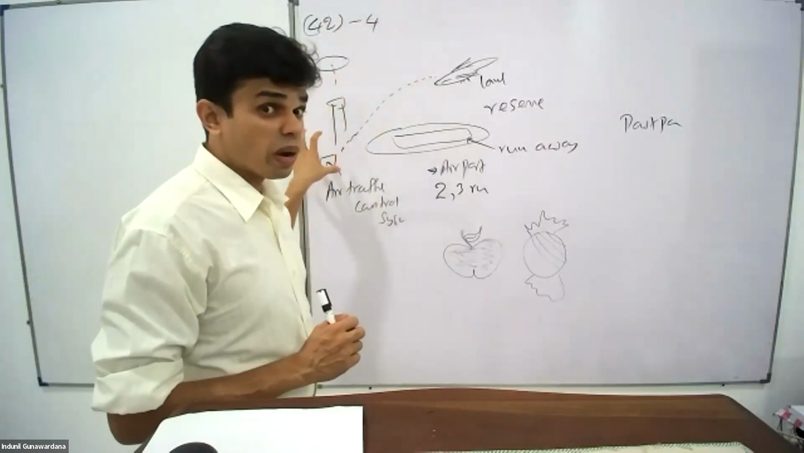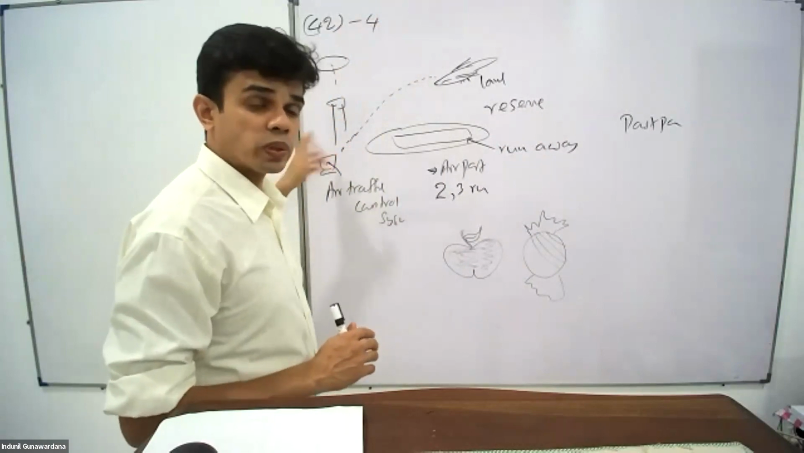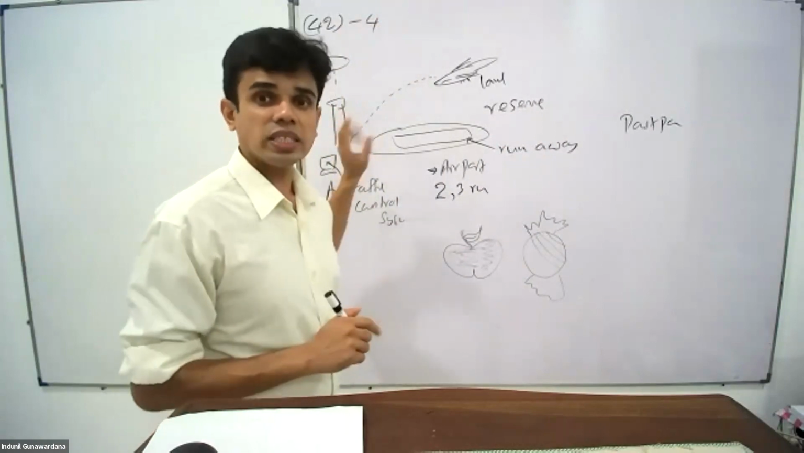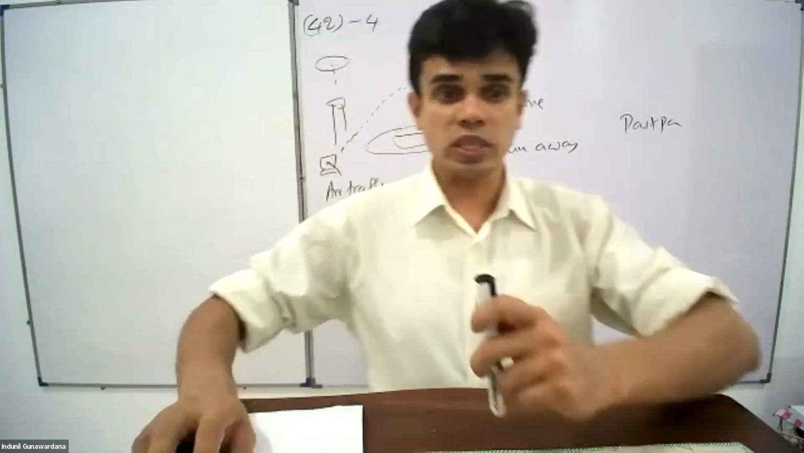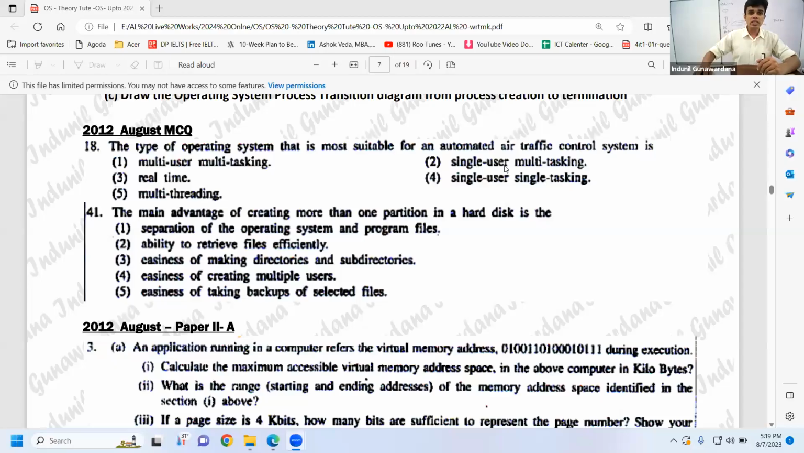But is that doing multiple tasks? Playing music and doing word processing? No. One task as well as multiple users. Okay, therefore, the first answer is wrong. Then the second answer, single user multitasking. It can't be one user, so that's also wrong.